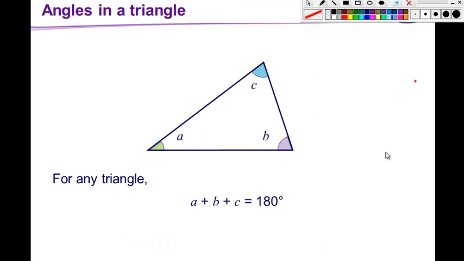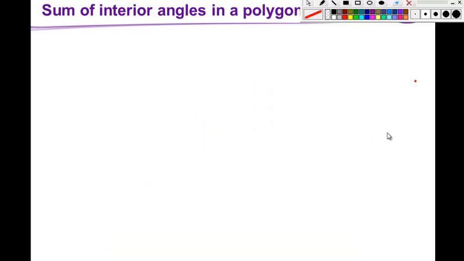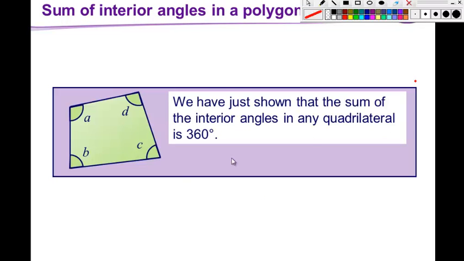The next one is angles in a triangle. Any triangle, doesn't have to be a right angle, scalene, isosceles, any triangle adds up to be 180 degrees. Next one's angles in a quadrilateral add up to be 360. Any four-sided shape is 360 degrees.